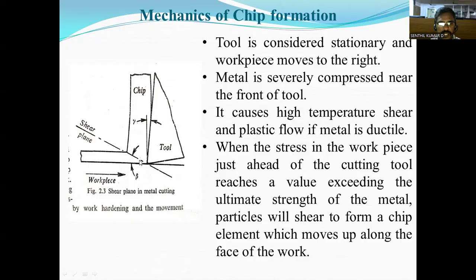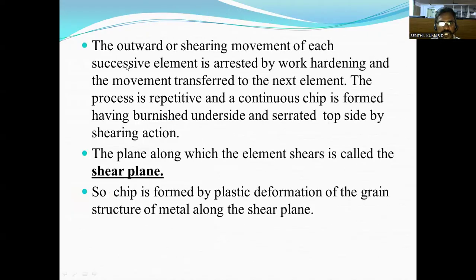When the stress in the workpiece just ahead of the cutting tool reaches a value exceeding the ultimate tensile strength of the metal, the particles will shear to form a chip element which moves up along the face of the tool. The outward or shearing movement of each successive element is arrested by work hardening and the movement is transferred to the next element. The process repeats itself and a continuous chip is formed having burnished underside and serrated topside by shearing action. The plane along which the element shears is called shear plane. So the chip is formed by plastic deformation of the grain structure of the metal along the shear plane.